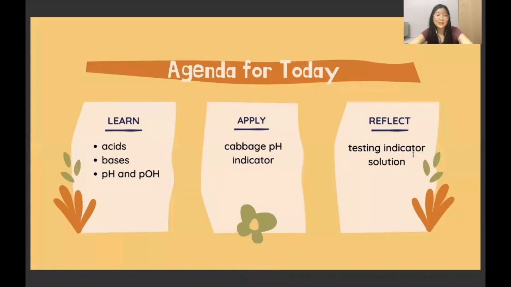Okay, our agenda for today. We're going to learn these concepts: acids, bases, pH, and pOH, and what they mean. We're going to apply these concepts by making our very own cabbage pH indicator, and then we're going to reflect on what we've learned by testing out the indicator solution. So you're going to tell me which substances are acidic and which substances are basic.